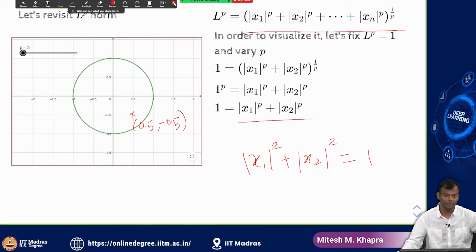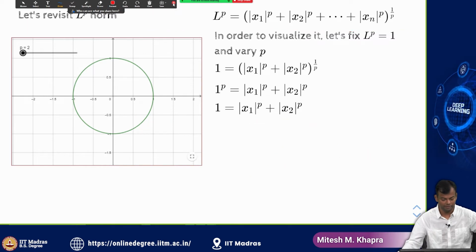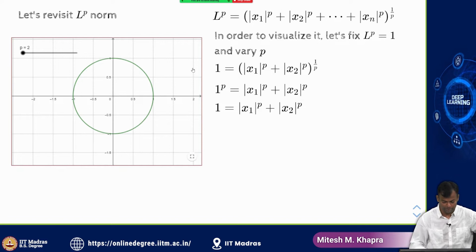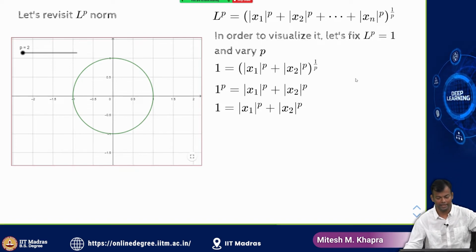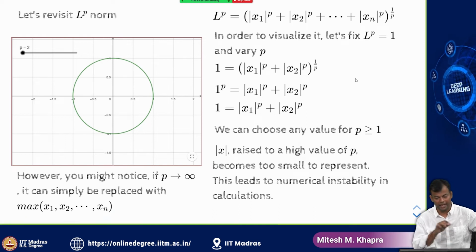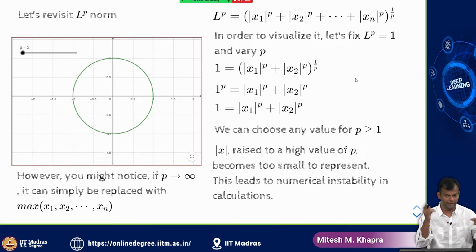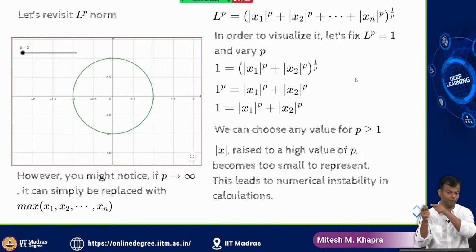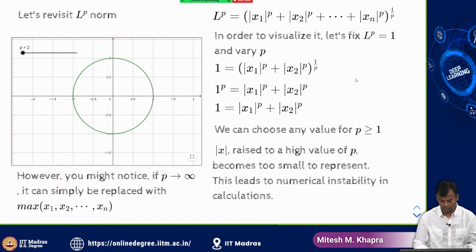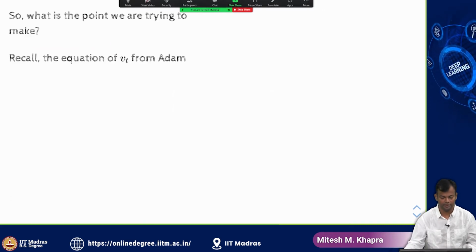But as P keeps increasing and it tends to infinity, something interesting happens. As P becomes infinity, the norm just boils down to the max. So if you look at the L infinity norm, it's just taking the max of the values that you have. In the vector, you have the values x1, x2 up to xn, and the L infinity norm is just the max of this. And then we can quickly prove why that is the case.